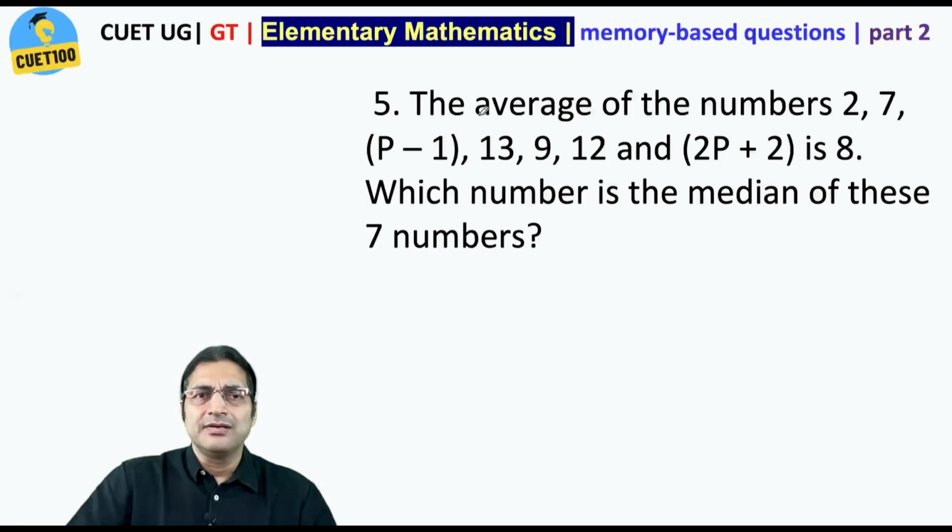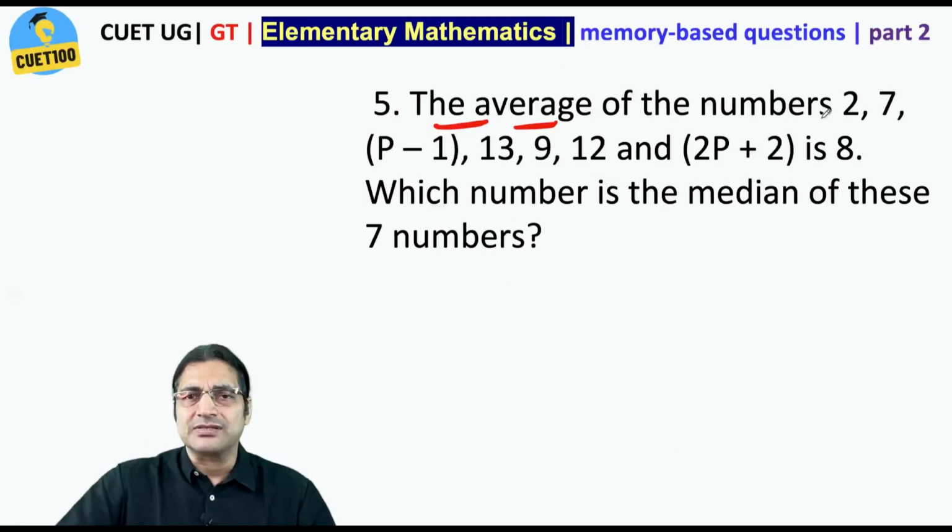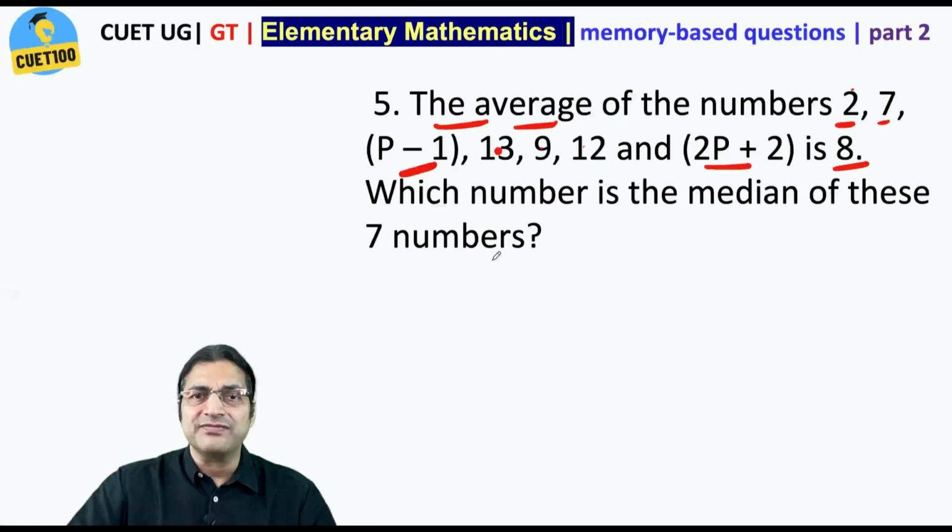The average of the numbers 2, 7, whatever, how many numbers are there? 1, 2, 3, 4, 5, 6 and 7, is 8. Which number is the median of these 7 numbers? 8 into 7, 56. So, the sum is 56. Take the sum. 9 minus 1, 8 and 13, 21, 30, 42.